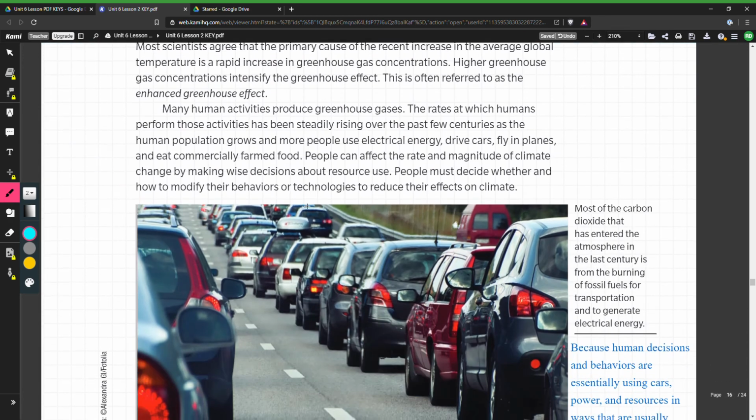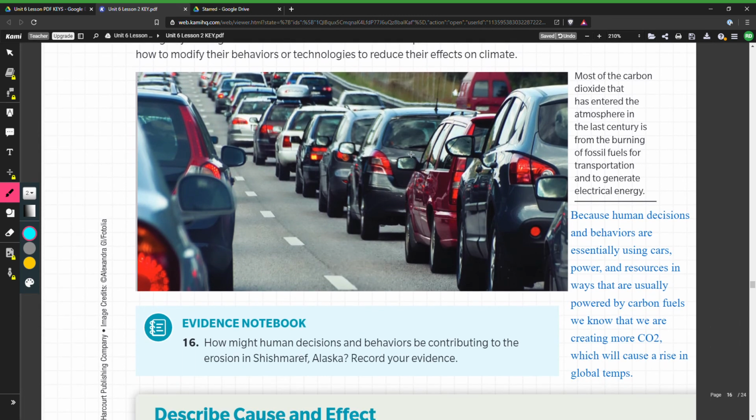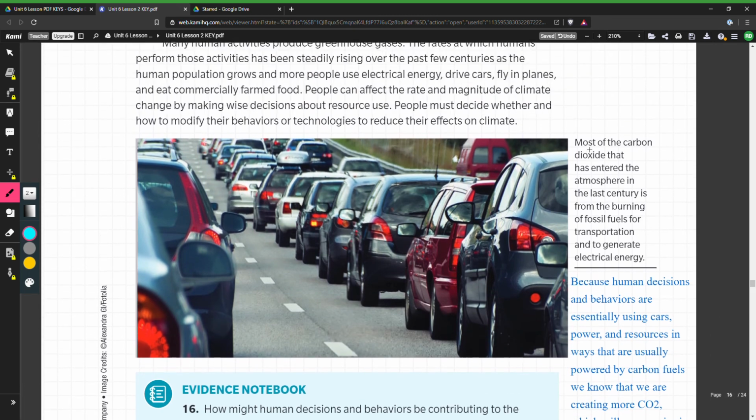I'm going to skip this one. So, causes of recent climate change. So, here we go. Most of the carbon dioxide that has entered the atmosphere in the last century is from burning fossil fuels for transportation and to generate electrical energy.